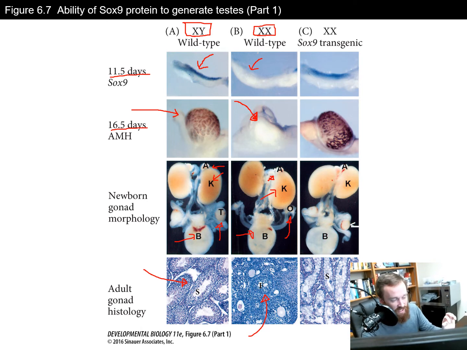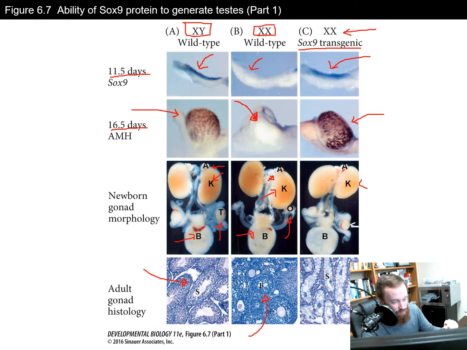Now, if we do transgenics, and so if we take a female and we transgenically introduce the SOX9 gene, which is not supposed to be there because there's no Y chromosome, but we put it in, we see that along the genital ridge we have expression of SOX9, which is expected because we put that in there purposefully, but that also leads to, at 16.5 days, the expression of AMH, which shouldn't be there because, again, no Y chromosome.